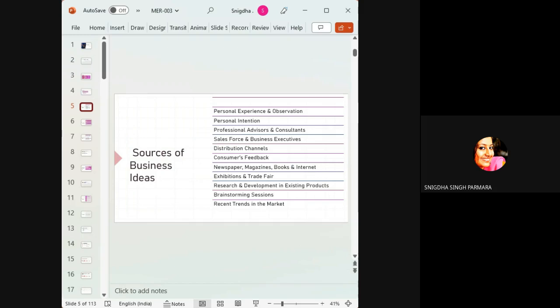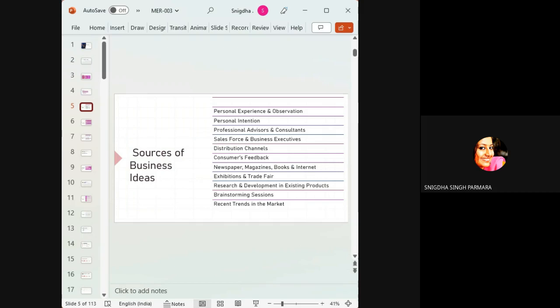Then consumer feedback, because whatever idea for the business you come up with is finally aimed at facilitating the customer. So how about getting to know from the actual customer who's going to use your product or service? How about getting to know from them what products or services they are in need of? What problems are they facing right now that could be taken care of with the help of some product or service?